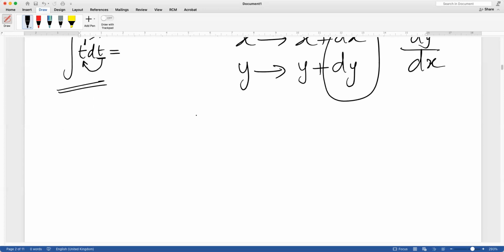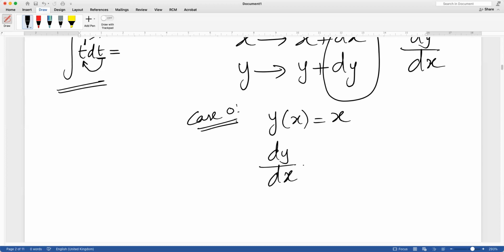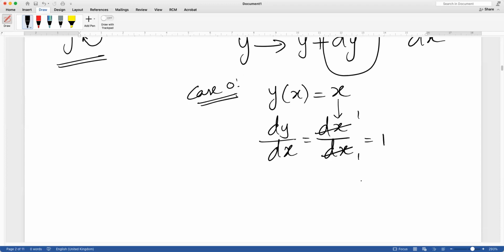Okay, take it as case 0. The case 0 itself is going to be, let's say, y of x is defined as simply x itself. You're okay? Then if you want to find dy by dx mathematically, use that y value here, then divide by dx. Then this goes 1 to 1. The answer is 1. That is why dy by dx equal to 1 is the answer here. Is that okay?